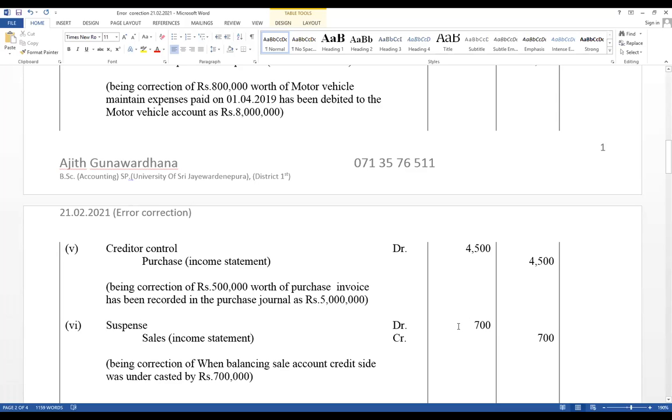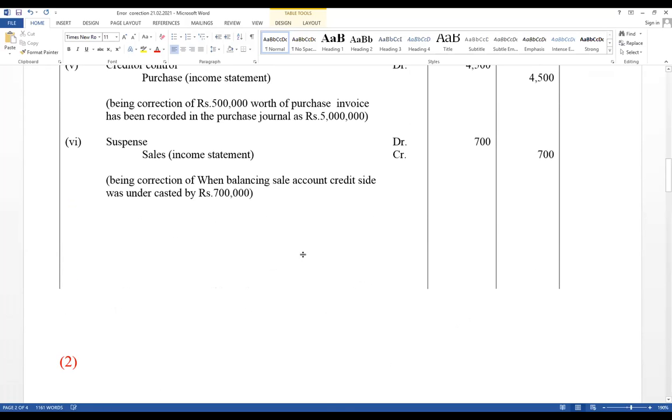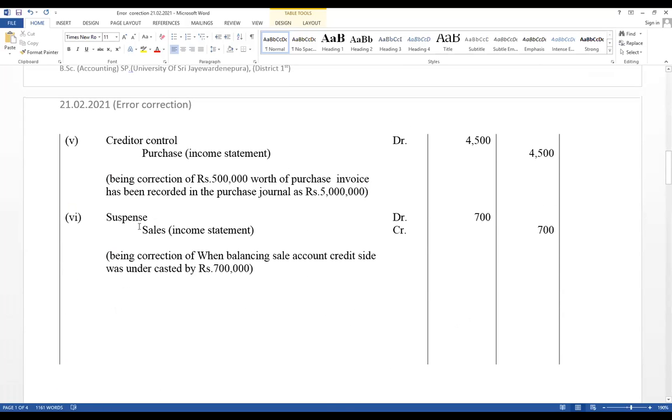It is an effect for suspense account also. 700 debit side. Therefore, as a sales 700 debit side. And it is an effect for profit also. Think about double entry. If income or expense account credit, for correction should be added. And see the effect. When balancing sales account credit side undercasted, what's the meaning? Sales undercasted, income undercasted.